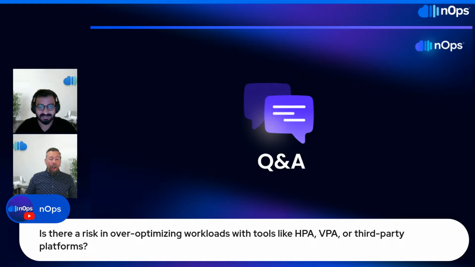So HPA is probably one of the most common load responsive scaling tools out there. The goal of HPA is not to save you money. The goal of HPA is to optimize for performance, right? And so to use HPA, you scale horizontally. You run more replicas of a given workload and you load balance between them.